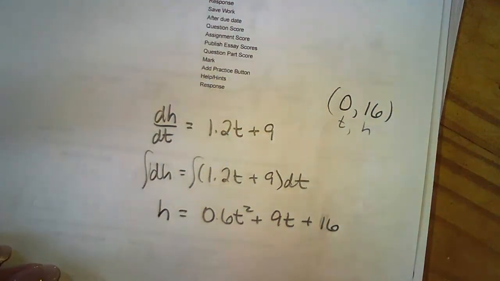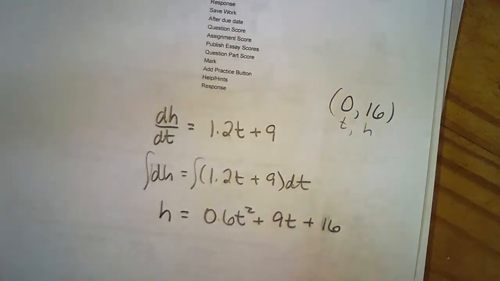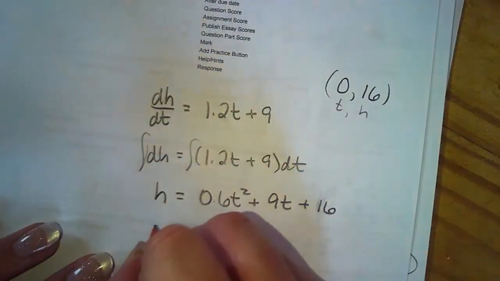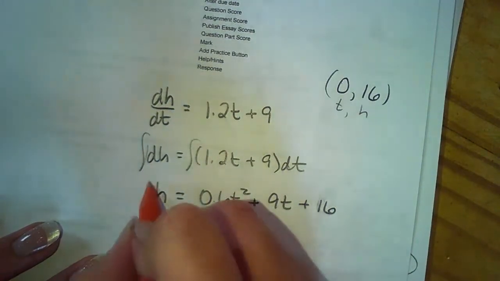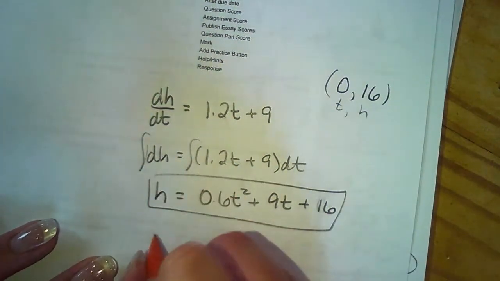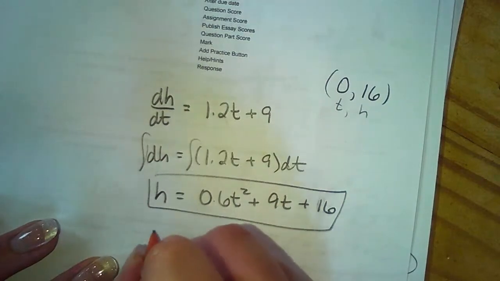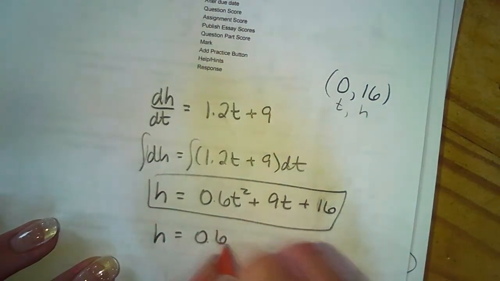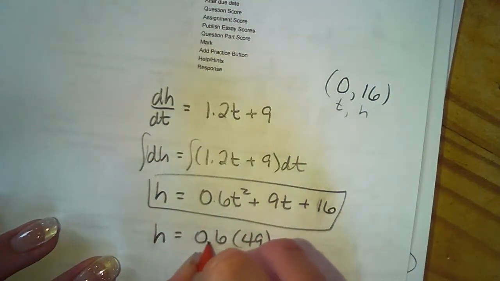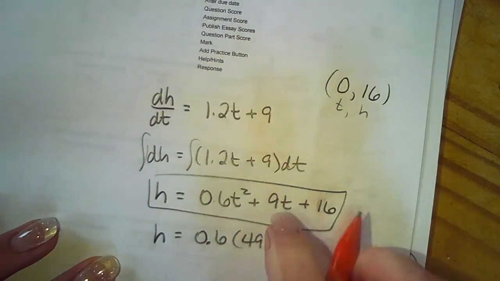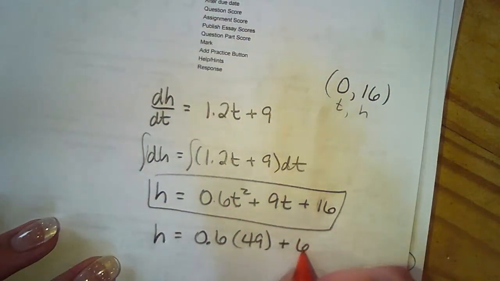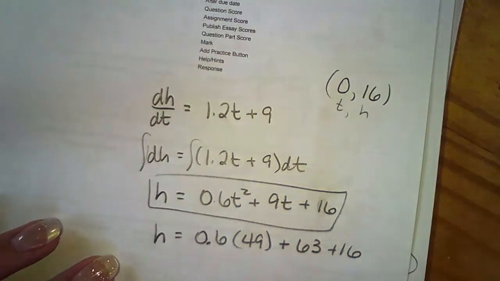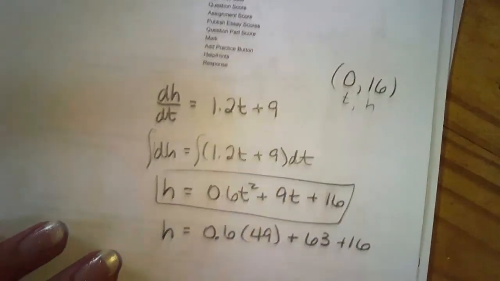Okay, so then it says, how tall are the shrubs when they are sold? Well, after 7 years of growth and shaping, I can find out the height by substituting in a 7 here. So the height after 7 years will be 0.6 times 49, plus 9 times 7 is 63, plus 16, and then I'm going to let you do that on your own, and that'll be your height.